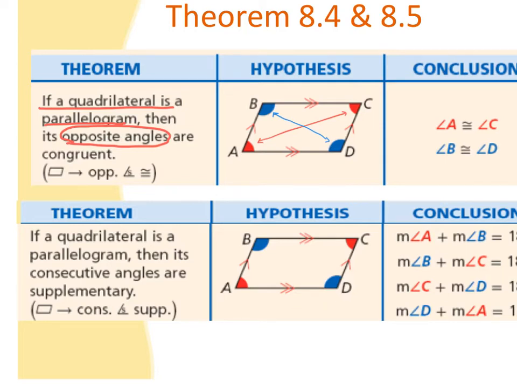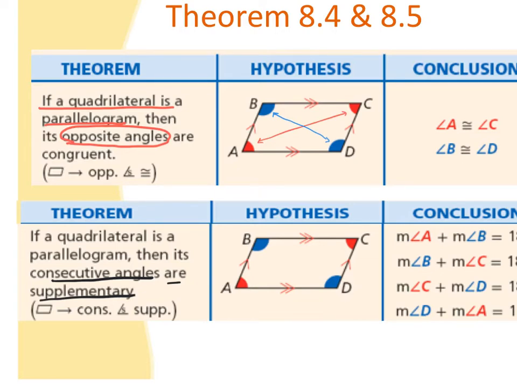If you notice in that top picture there, A and C look like acute angles and B and D look like obtuse angles. So it looks like A and C are the congruent ones, and B and D. It doesn't mean that all four are the same. Secondly, if a quadrilateral is a parallelogram, then its consecutive angles are supplementary, meaning the ones right next to each other. Now, you already know this.